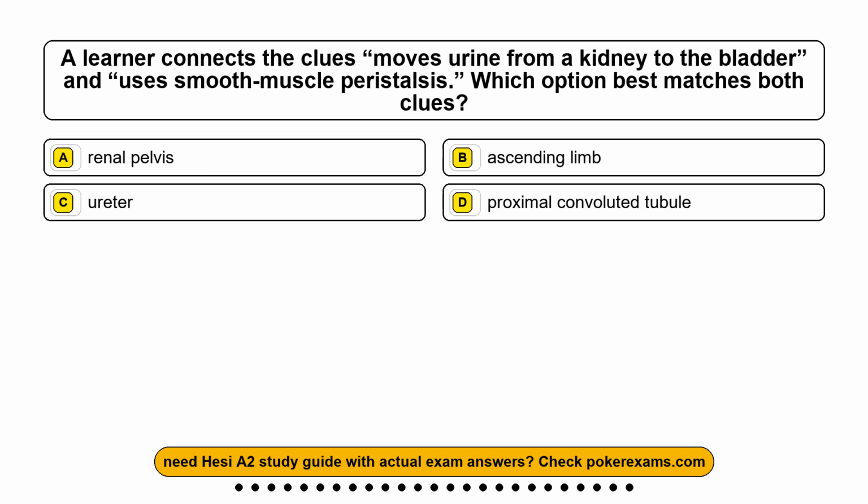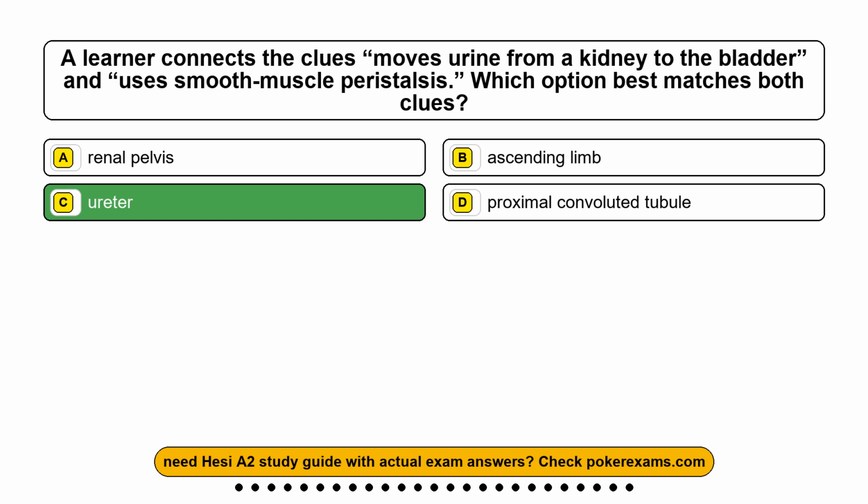Question 18. A learner connects the clues: moves urine from a kidney to the bladder and uses smooth muscle peristalsis. Which option best matches both clues? Option A, renal pelvis. Option B, descending limb. Option C, ureter. Option D, proximal convoluted tubule.